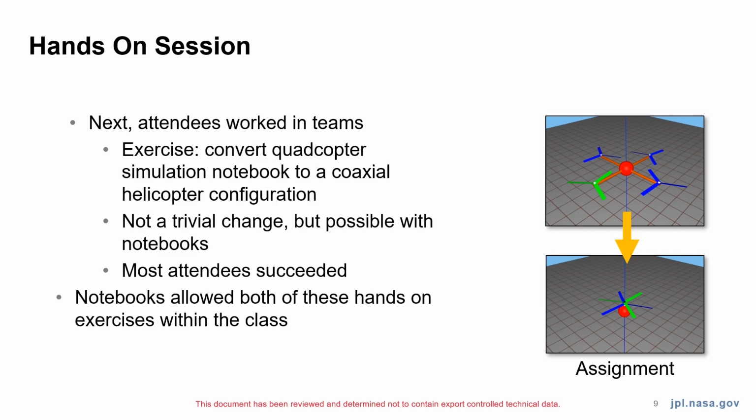Their task was to convert a quadcopter, which has 4 spread-out rotors, to a coaxial helicopter configuration, which has 2 stacked rotors. We provided them a quadcopter notebook as a starting point, and they worked from there. This isn't a trivial change, but most groups were able to complete the assignment in the time allotted. This assignment was good because it forced attendees to bring together many of the concepts they had learned throughout the course. It gave attendees some valuable hands-on experience with darts, and it was only feasible with notebooks.